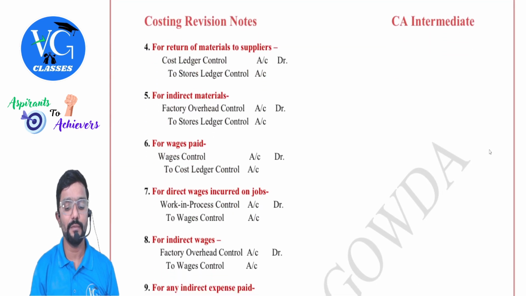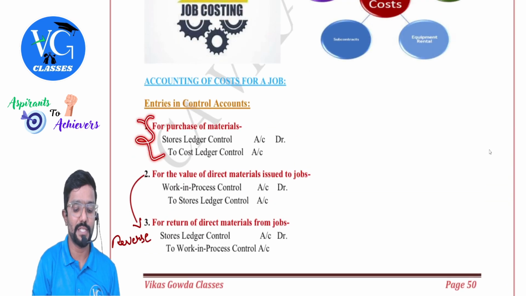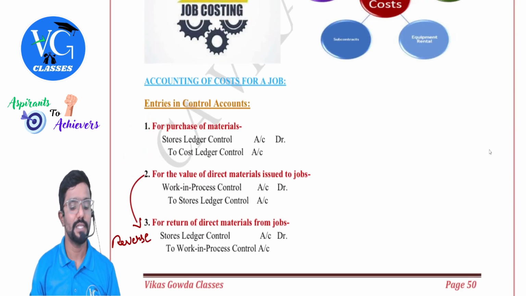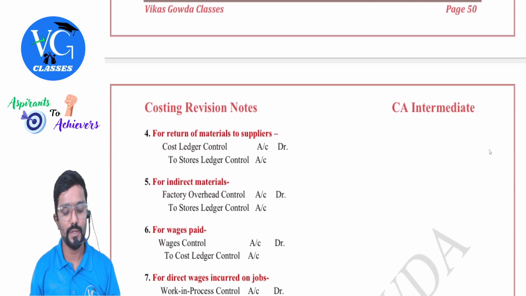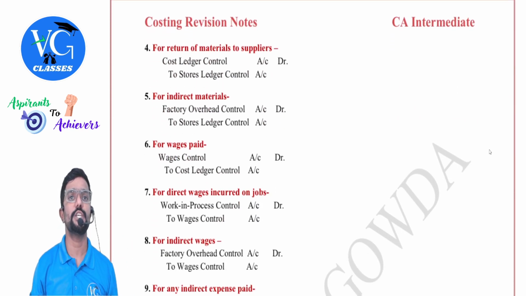Next, sir, what if I return the goods to the suppliers? Purchase returns. This is PR. When you purchase, what is the entry you have passed? Just reverse it. So stock is going out, sir. So the entry would be cost ledger control account to stores ledger control account.